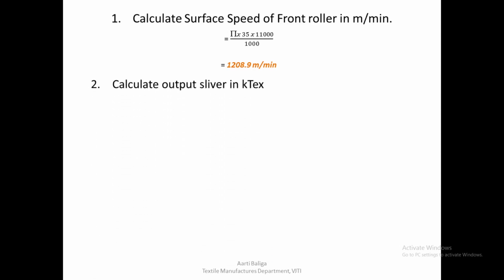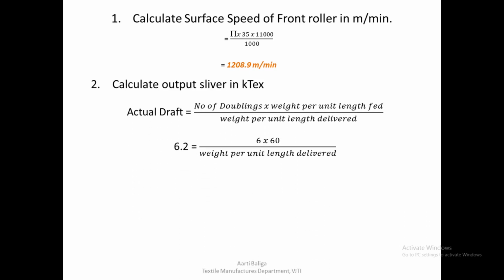How do we calculate kilotex of the output sliver? So this is the next step. First of all, we should recollect these formulas. Actual draft is equal to number of doublings into weight per unit length fed divided by weight per unit length delivered. In our current problem, we have been given the number of doublings as well as the weight per unit length fed, and also the draft value, which is 6.2. If we substitute, what we get is a weight per unit length delivered, which is 58.06 grains per yard.